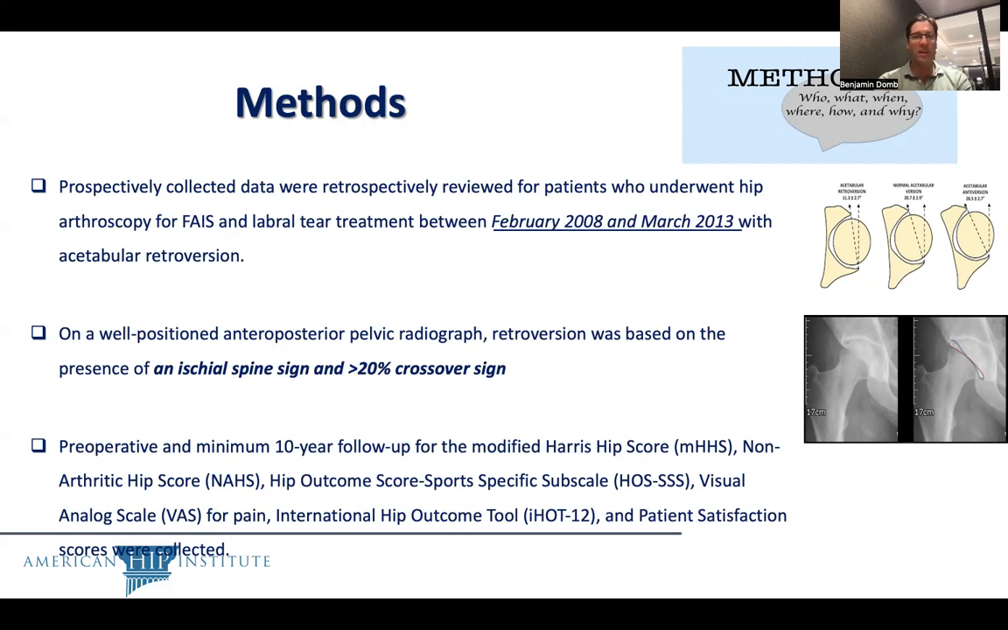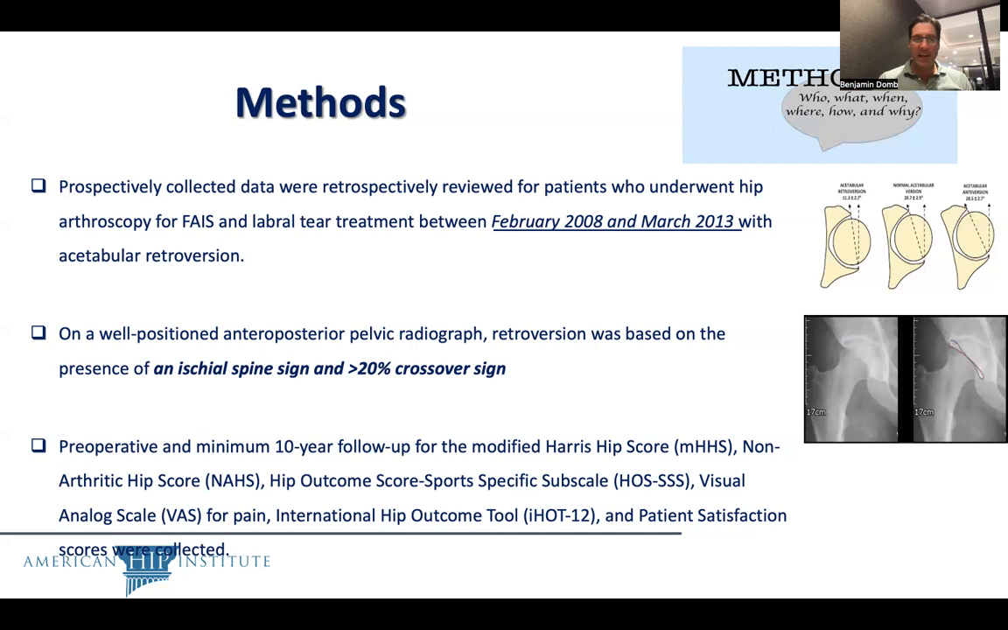The methods in this study involve prospective data collection, which was retrospectively reviewed for patients who underwent hip arthroscopy for FAI and labral tears between February 2008 and March 2013, who had acetabular retroversion. Acetabular retroversion was defined on a well-positioned anterior-posterior pelvic radiograph based on the presence of an ischial spine sign and a crossover sign of greater than 20%.